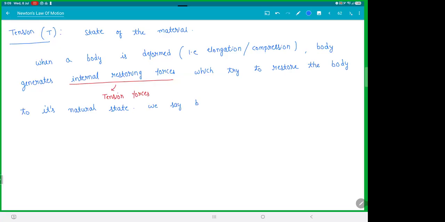Same way, the molecules are distorted. They are not happy about it. They start fighting back. If we say the body is under tension, so tension is a state of the material. The body is under tension and the forces generated are tension forces. So when I say tension in the book, they're talking about tension forces.